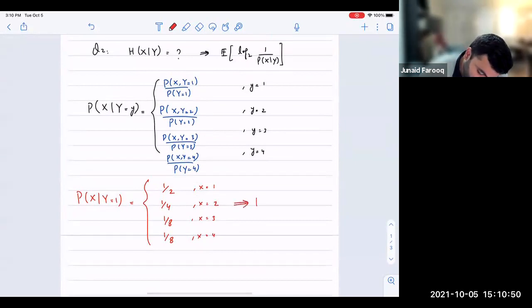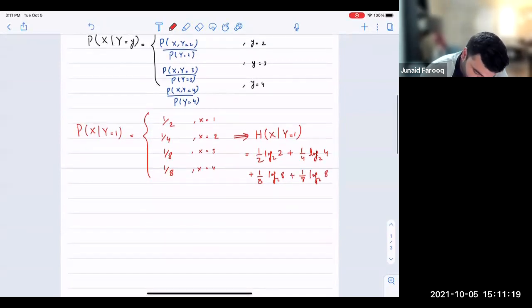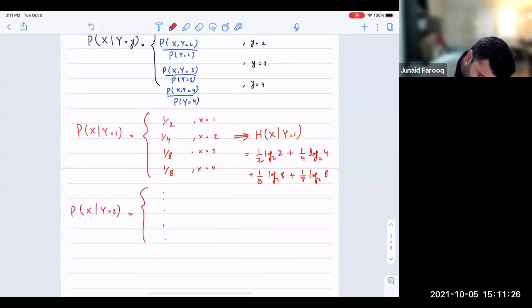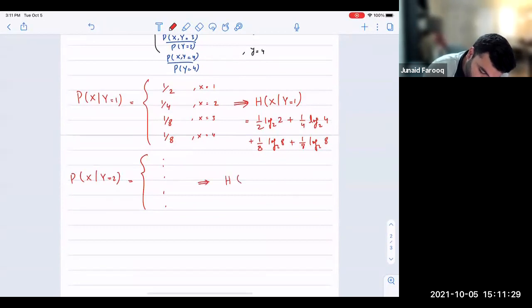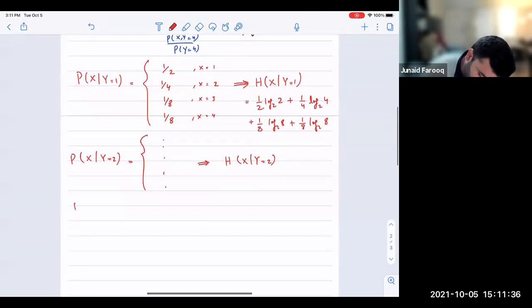So what you can do is find the conditional entropy given y equals 1. That's simple because you've done it. You can do 1/2 log 2 of 2 plus 1/4 log 2 of 4 plus 1/8 log 2 of 8 plus 1/8 log 2 of 8. That's going to be some number. Same thing, same idea: you have to find the probability of x given y equals 2. That's going to be some other numbers here, which will give you H of x given y equals 2. And then the same idea.